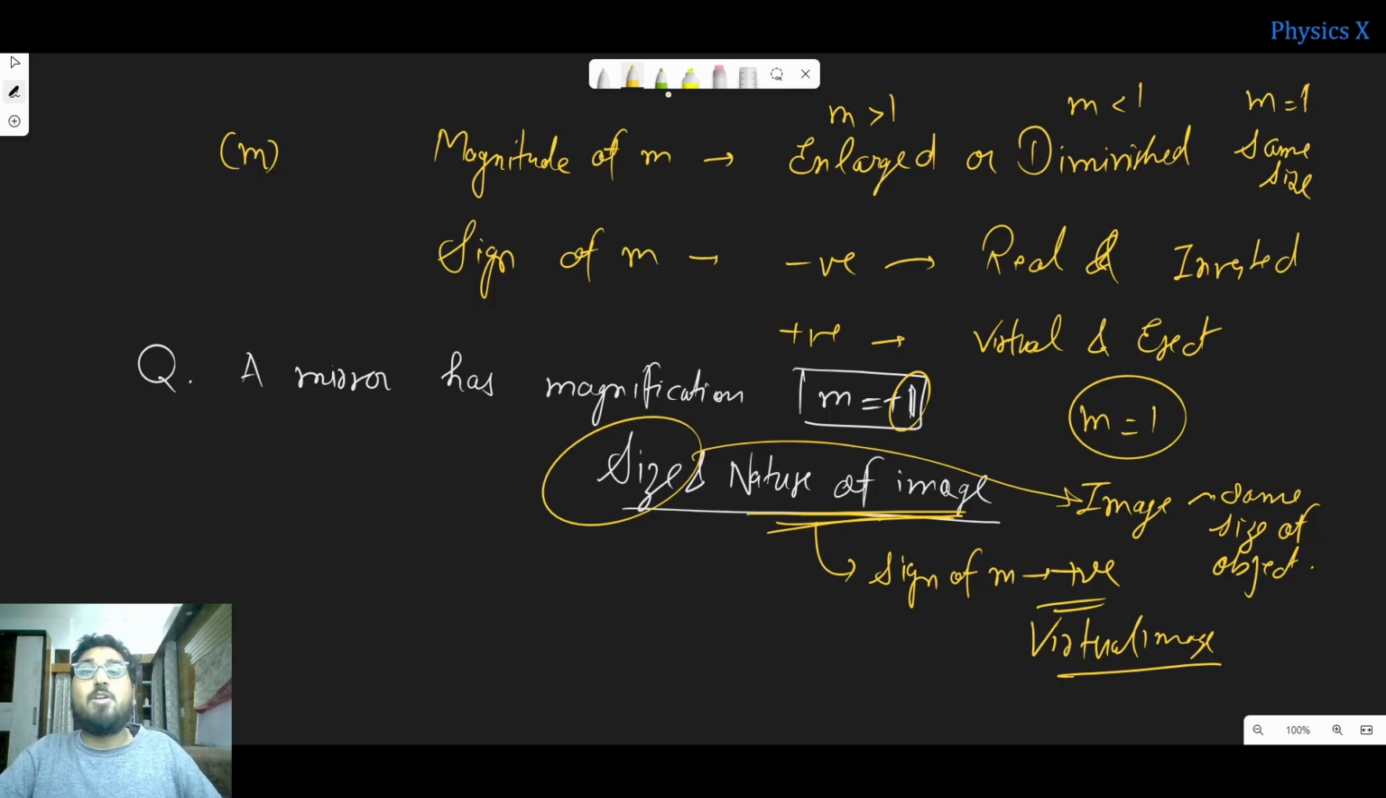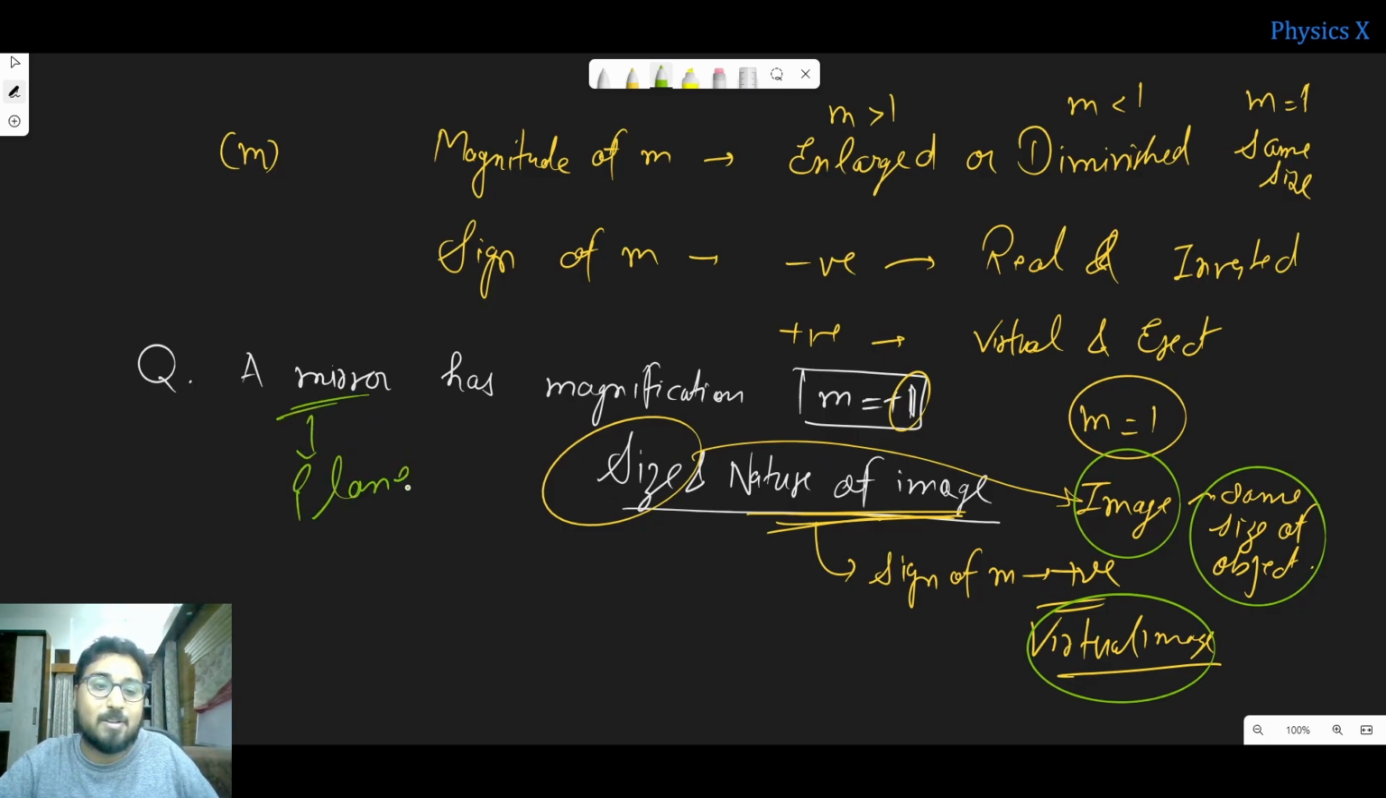Right. So can you tell me which kind of mirror it is? The image is the same size as the object and it is a virtual image. So in which mirror has this happened? It is a plane mirror. In a plane mirror only, M equal to plus 1 is observable, because of the same size and virtual image. That is the case of a plane mirror only. This is how you identify.